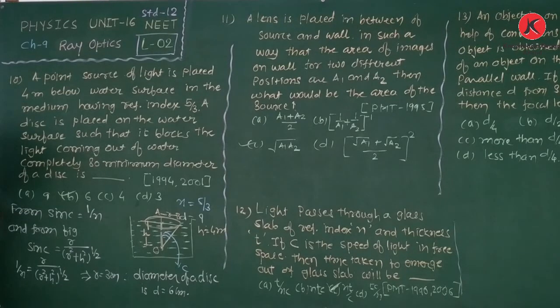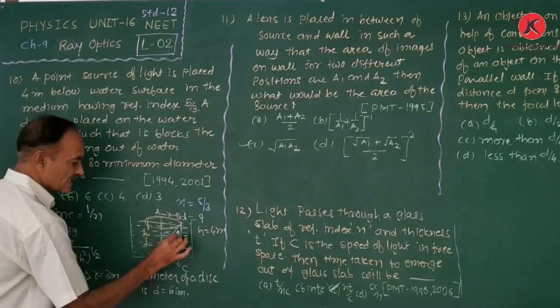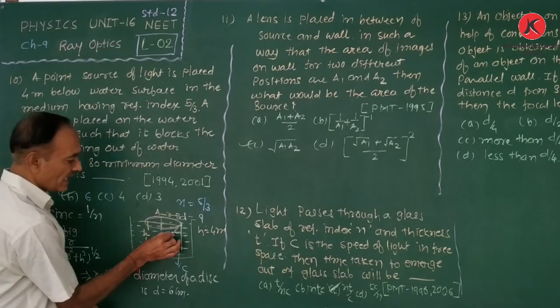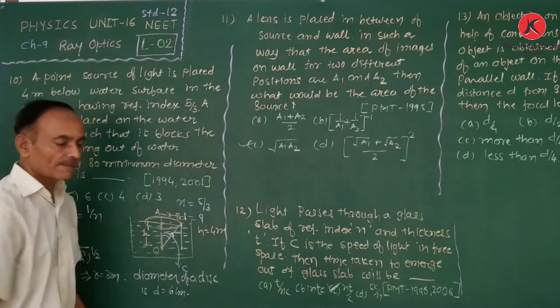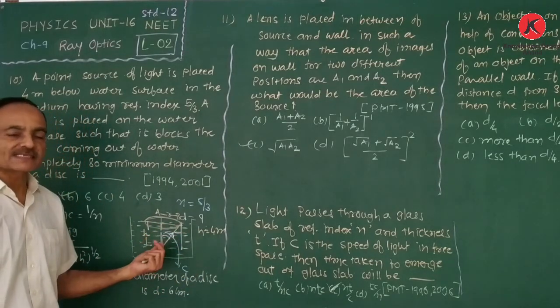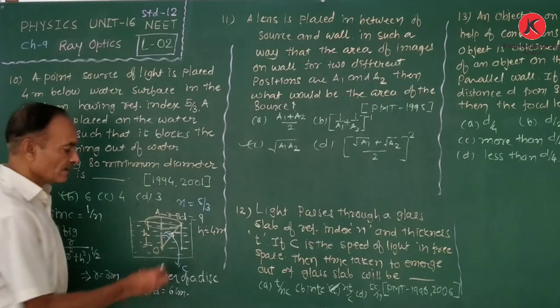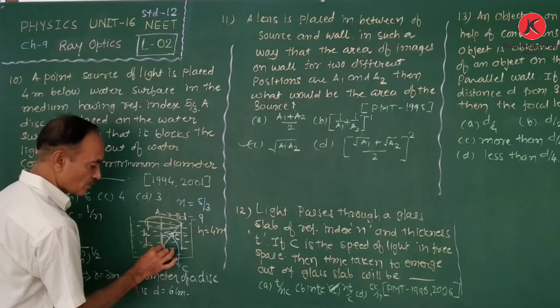Again, a very easy numerical. So we know that when the angle of incidence is equal to the critical angle, at that time this ray of light does not come out from the water, that is, it is reflected in the same medium. That means total internal reflection takes place. For that purpose, this angle of incidence must be C. That is C, so this angle is also C.